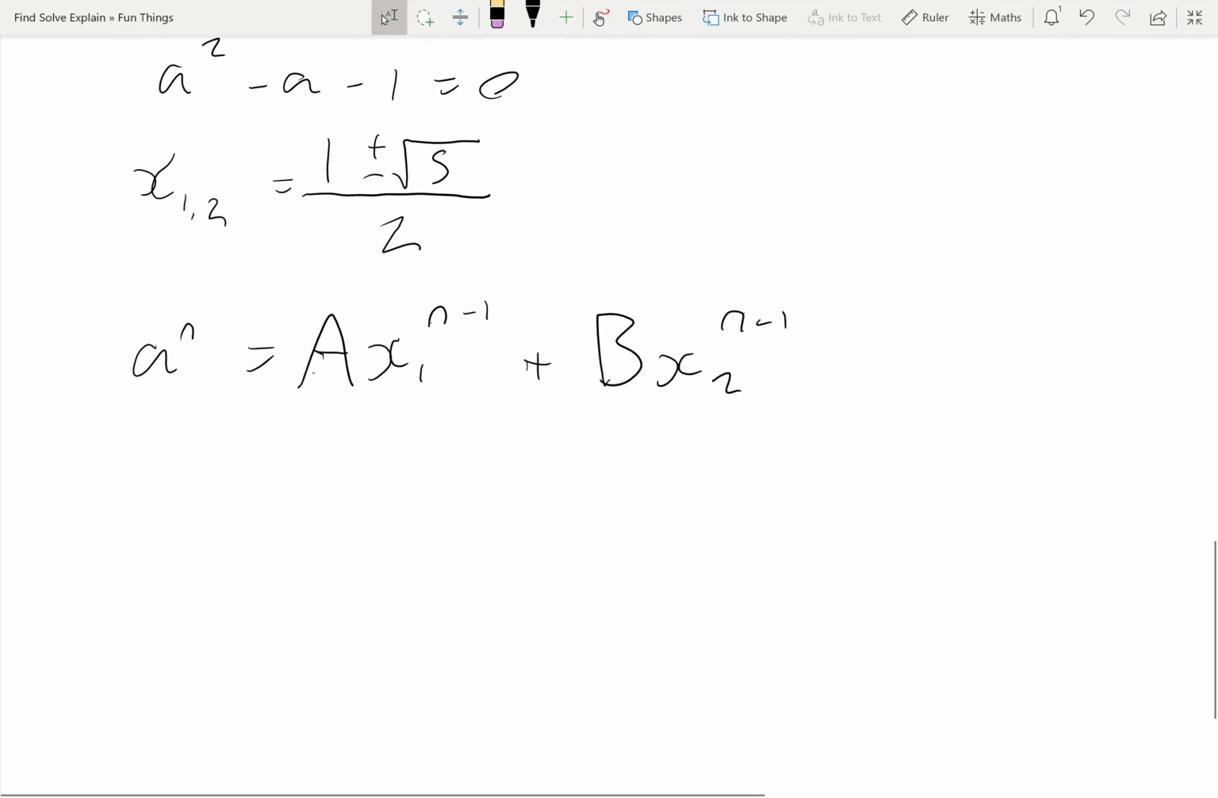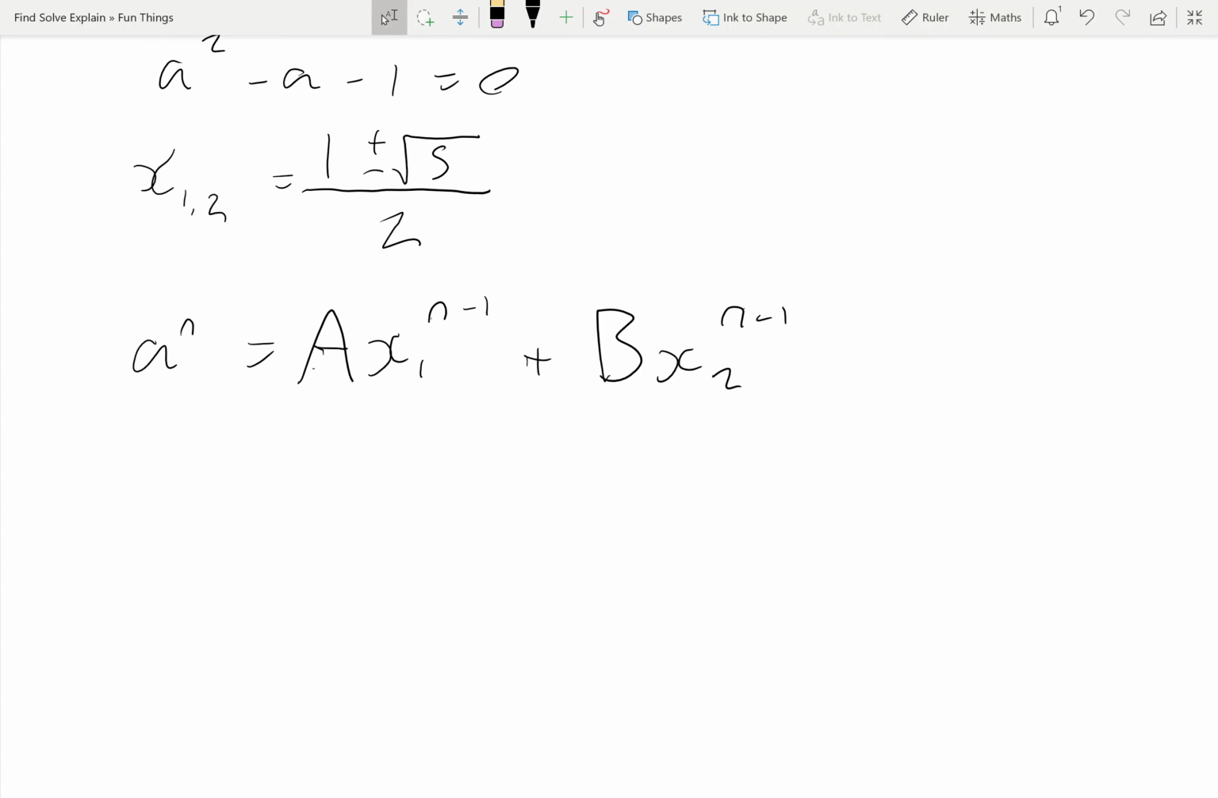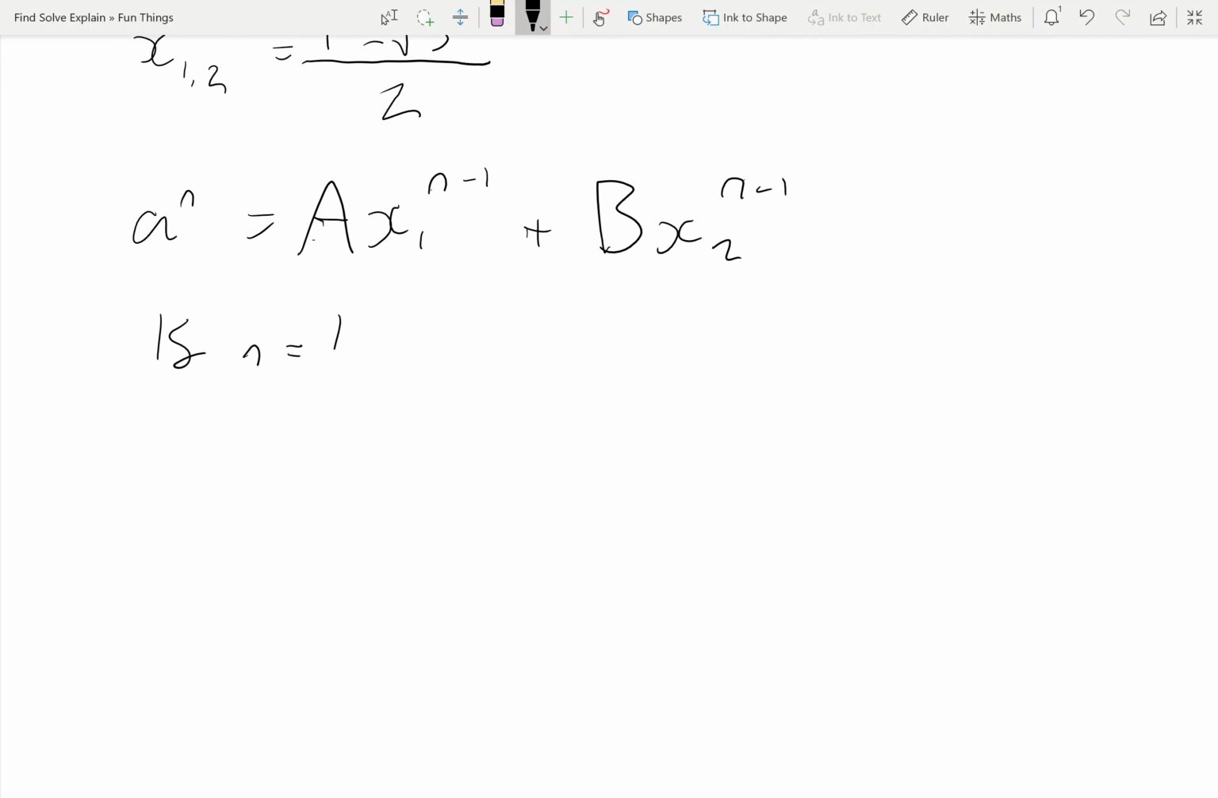When n equals 1, we get that a_1, which we already know, because a_1 is the first Fibonacci number, which is 1, is equal to capital A times x1 to the 1 minus 1, which is 0, plus B times x2 to the 1 minus 1, which is 0. So this is just A plus B.